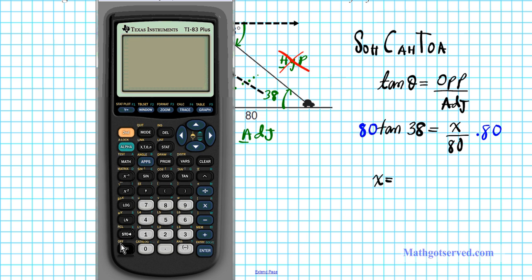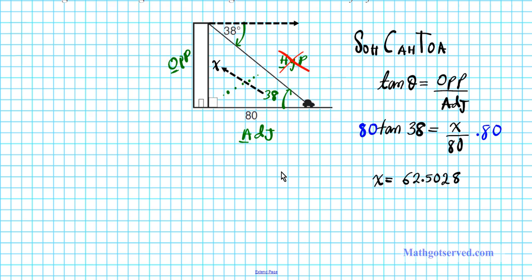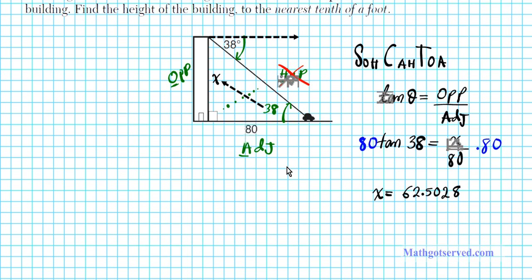Okay, so let's go ahead and calculate what that is. Since we're dealing with degrees, let me make sure my calculator is in degrees. It's not, so let's do that. All right, so let's enter the expression. 80 tan 38. And our answer is 62.502. So the height of the building is 62.5028. But we are to round it to the nearest tenth of a foot.